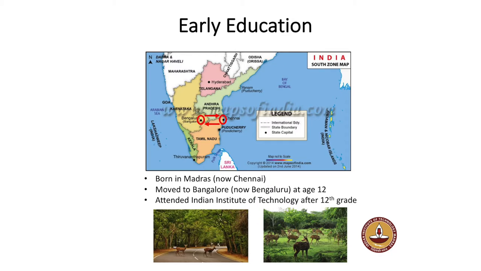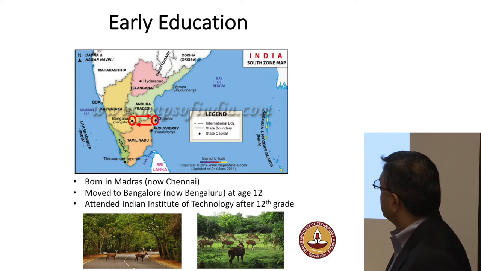A little bit about myself, early education. I was born in Chennai, Madras, which the state government decided to rename to Chennai because they want to erase any vestige of colonialism, any colonial vestige. So they don't want any British given names there, so it became Chennai. And then moved to Bangalore at age 12 to go to my eighth grade. Bangalore is about 300 kilometers away, 320 kilometers away.